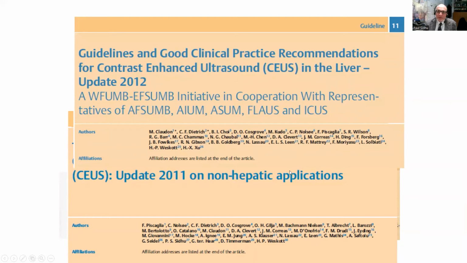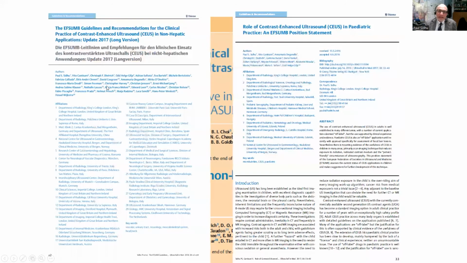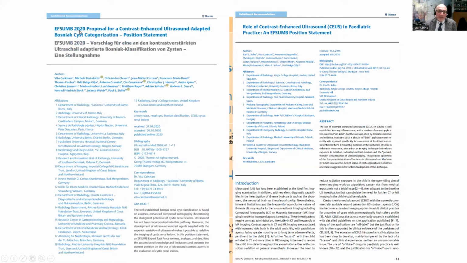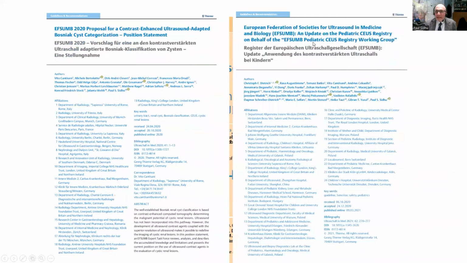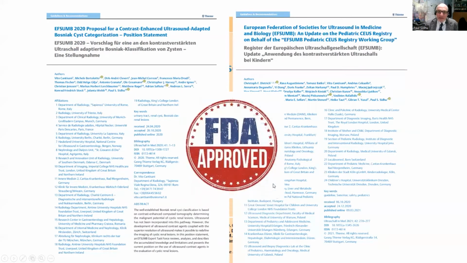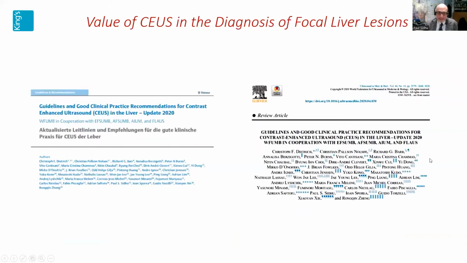In 2012, there was an update on focal liver lesions, and then subsequently a little bit more branching out in different directions. There was contrast-enhanced ultrasound again in non-hepatic applications and also in pediatrics. And more recently, contrast-enhanced ultrasound is being used in classifying Bosniak cysts and producing the EFSUMB pediatric CEUS registry for looking at the use of contrast-enhanced ultrasound in children. And most importantly now, in 2016, the FDA in the United States approved the use of contrast in focal liver lesions, both in the adult and the pediatric patient. So its use is widespread.